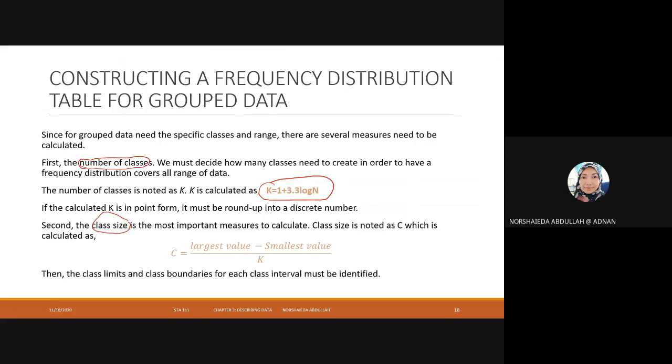And then the second one, we determine the class size. Class size equals largest value minus smallest value, or largest data minus smallest data, over K. K that we get in step 1, the number of classes. And then the class limit and class boundary for each class interval must be identified.